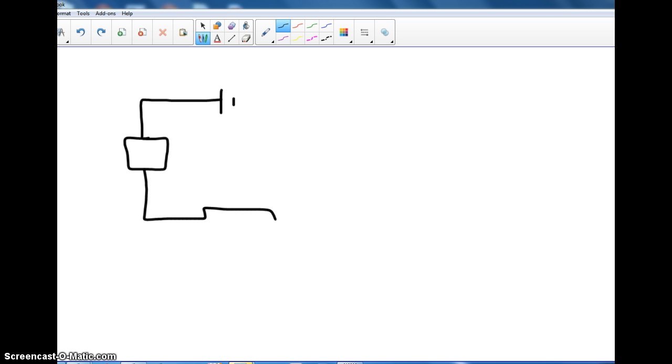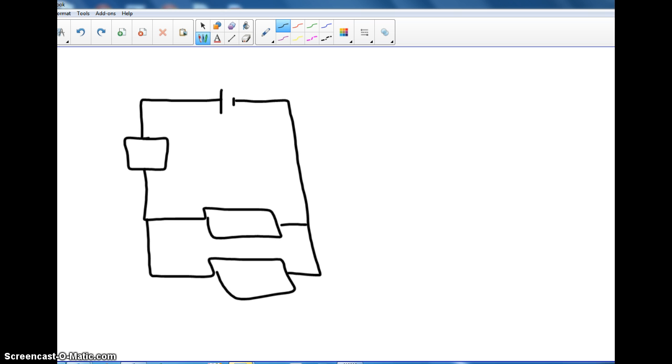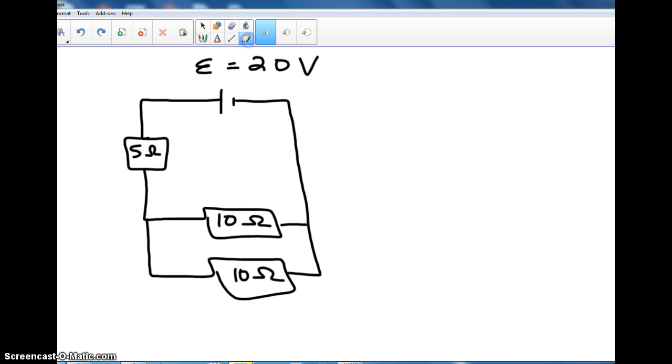Let's say we have an EMF equal to 20 volts. This resistor is 5 ohms. This is 10, and that's 10. We want to find the power dissipated in the circuit.